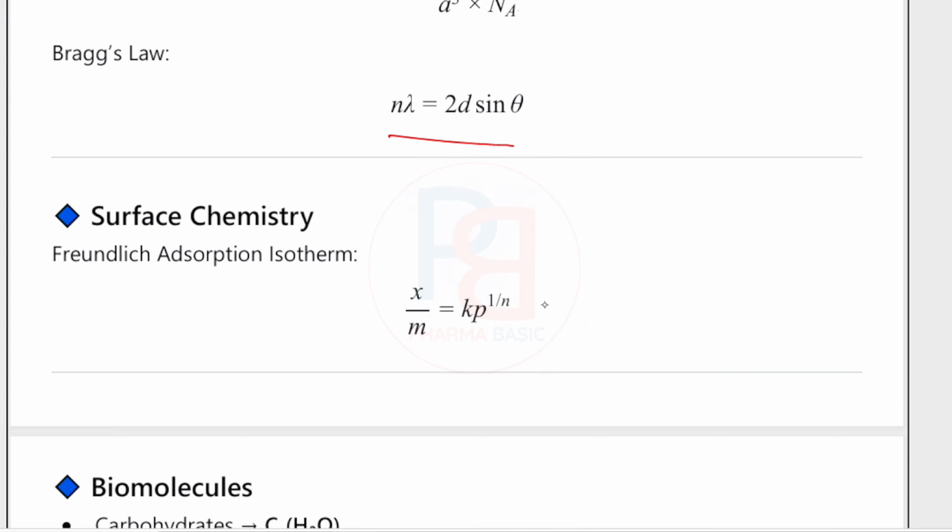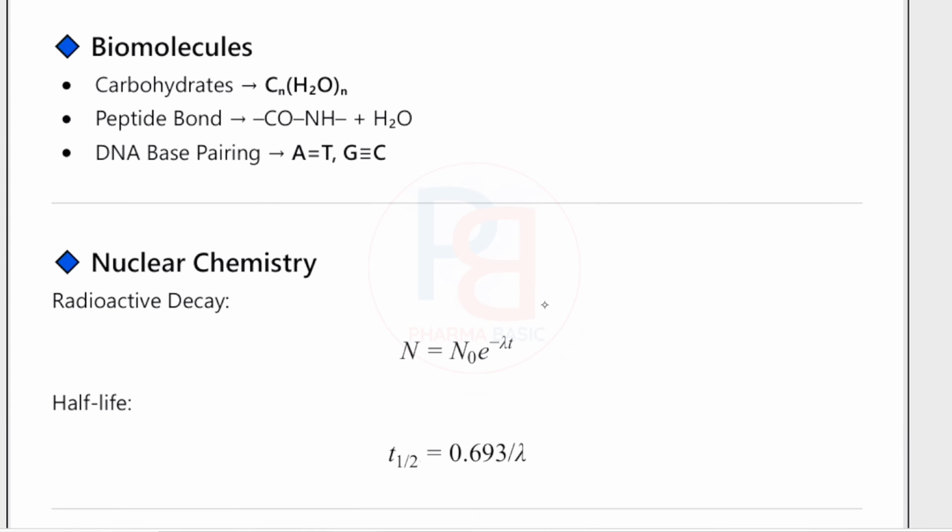Surface chemistry. Freundlich adsorption isotherm: x by m is equal to K into P to the power 1 by n. Carbohydrate general formula is Cn(H2O)n. Peptide bonds: C double bond O NH, plus water. This is the peptide bond.